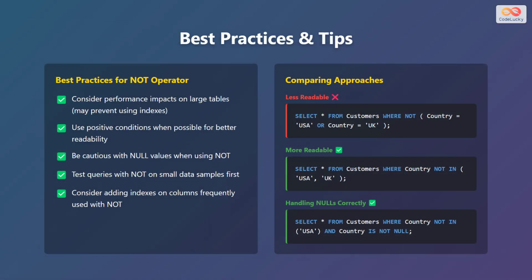Here are some best practices and tips for using the NOT operator. Consider performance impacts on large tables as it may prevent using indexes. Use positive conditions when possible for better readability. Be cautious with null values when using NOT. Test queries with NOT on small data samples first, and consider adding indexes on columns frequently used with NOT. For better readability, instead of using NOT with a complex OR condition, it's better to use NOT IN. Also, remember to handle nulls correctly by adding a condition IS NOT NULL.